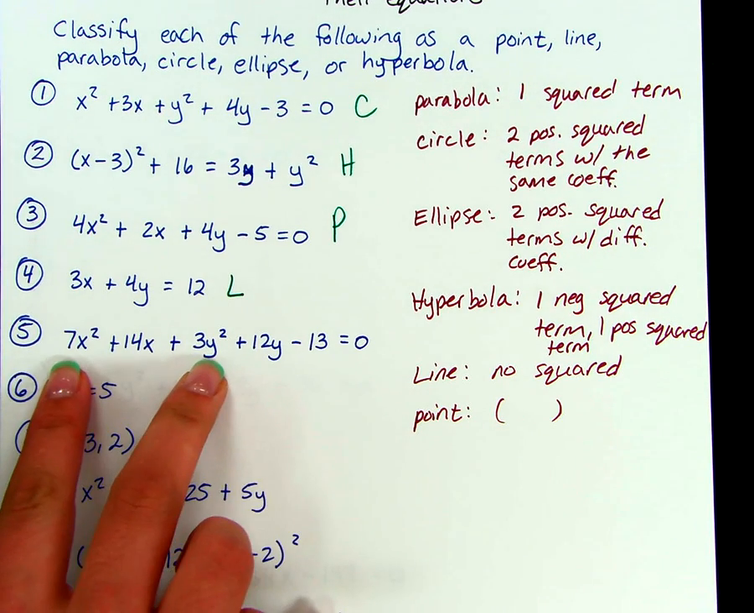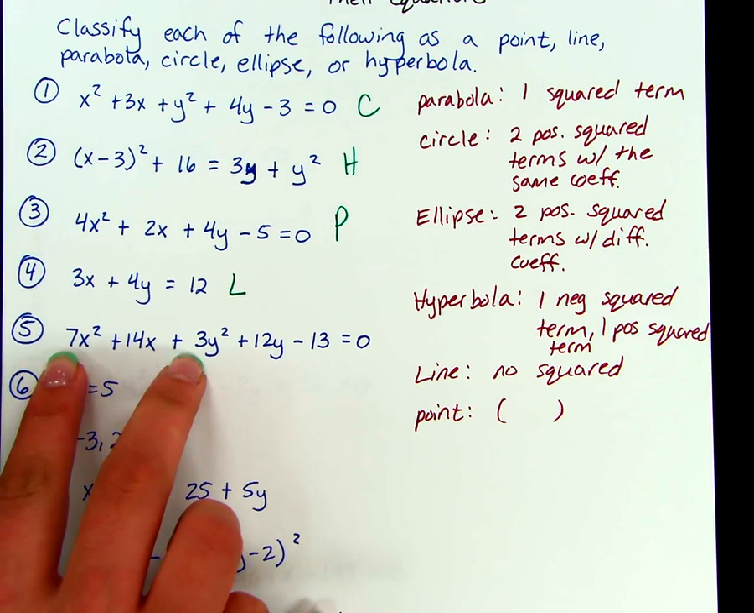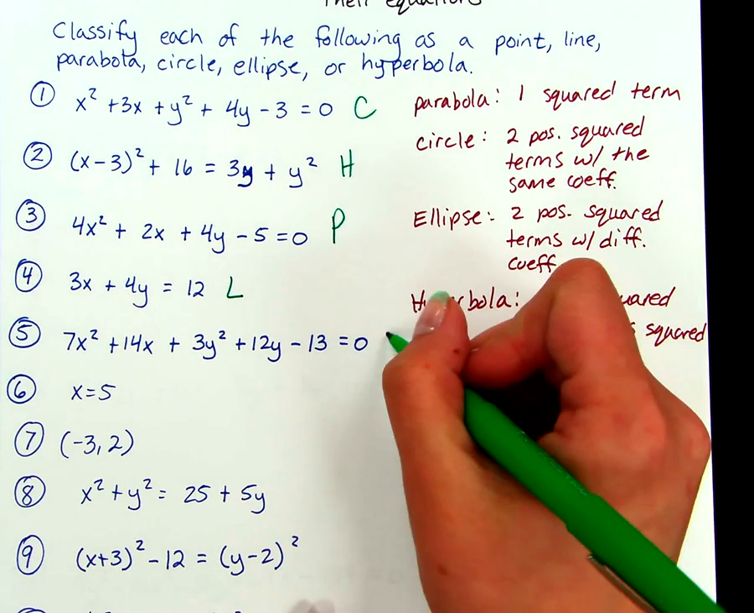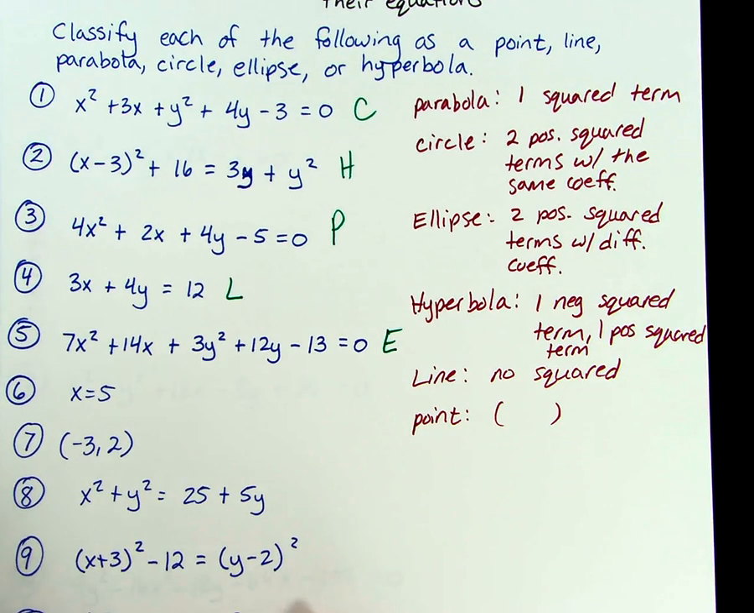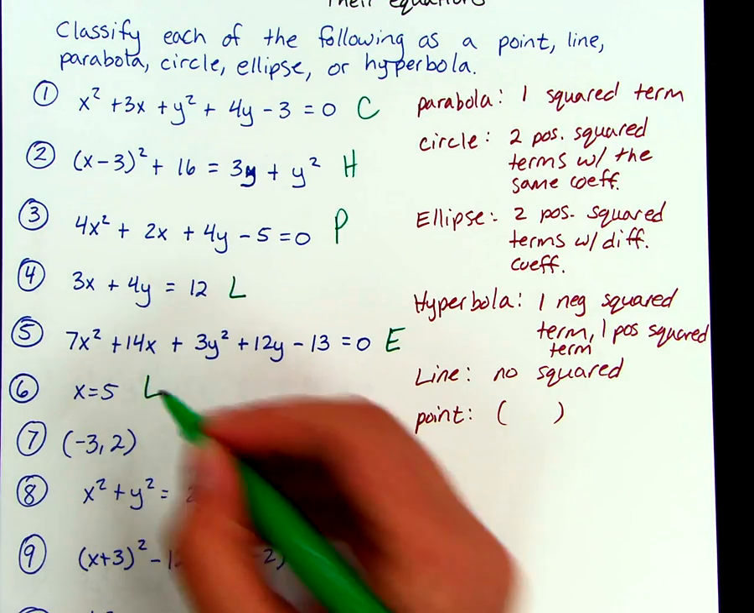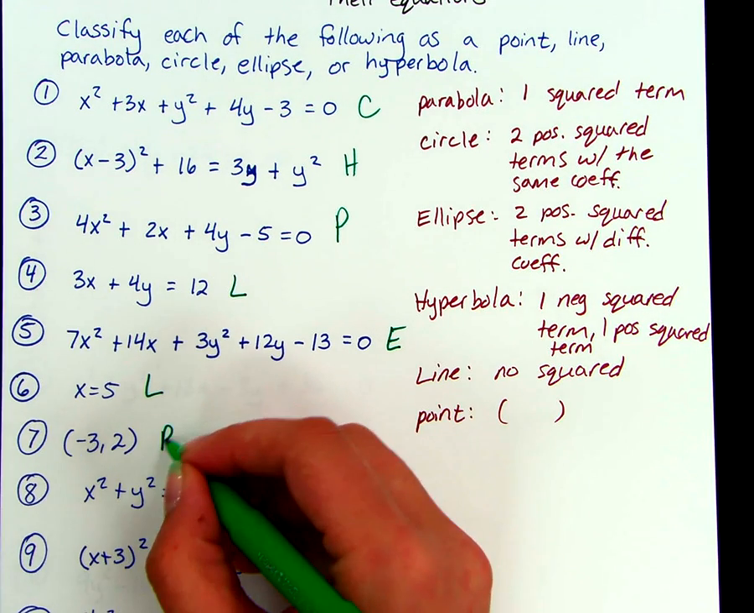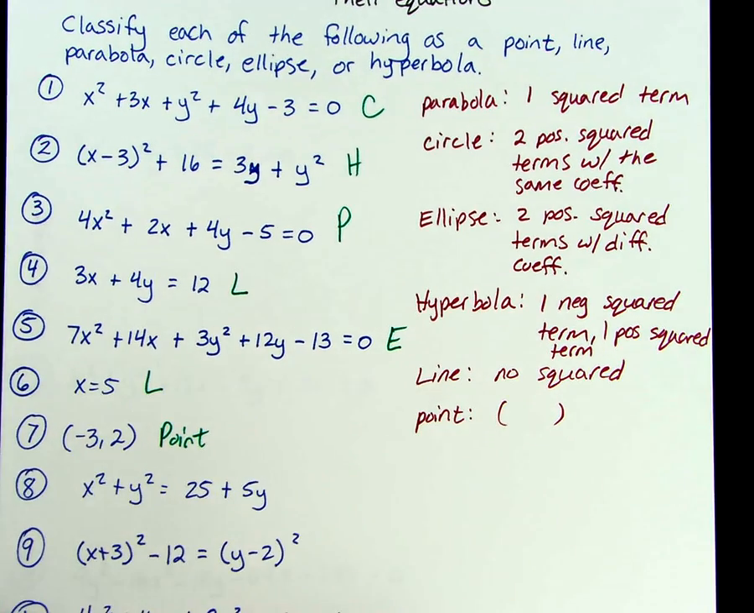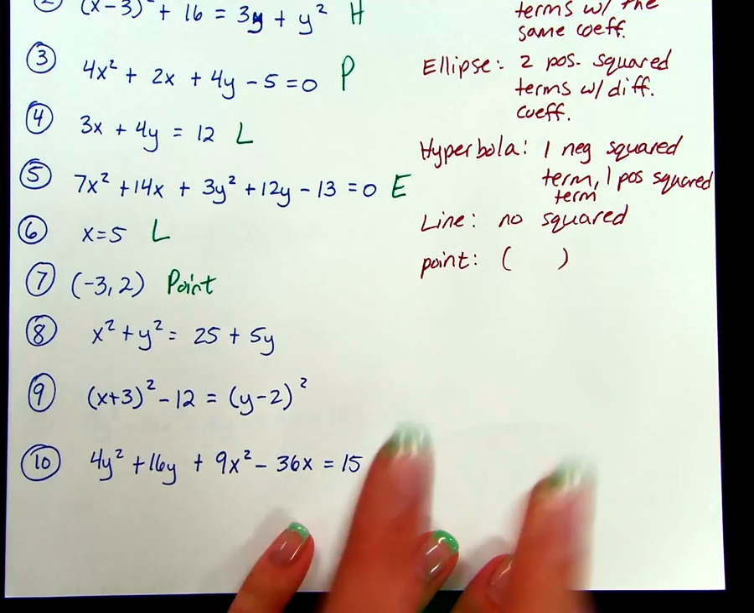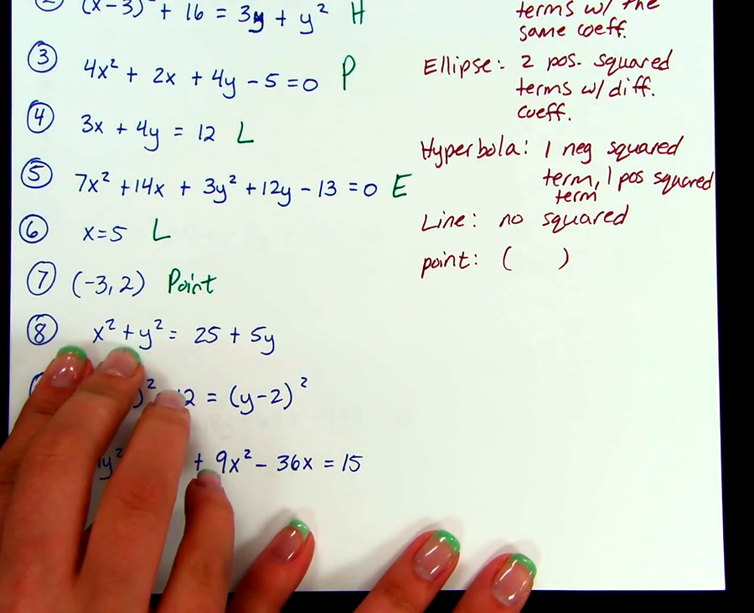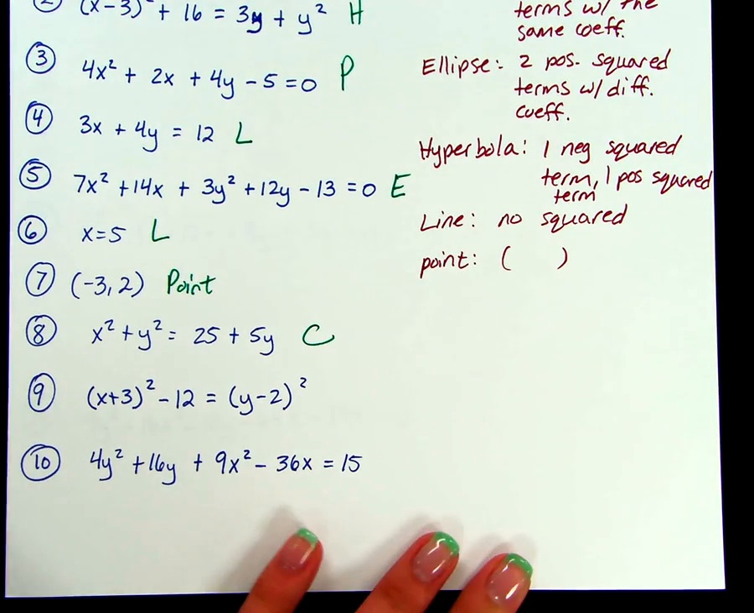Two square terms, both positive. We have different numbers in front of them, so that makes this an ellipse. No square terms, so we have a line. This is a point. So again, 8, two square terms. Numbers in front of them are the same, so this will give us a circle.